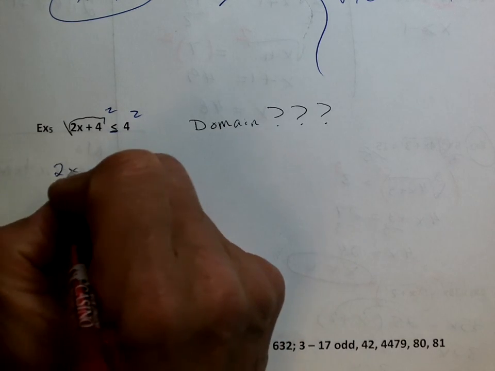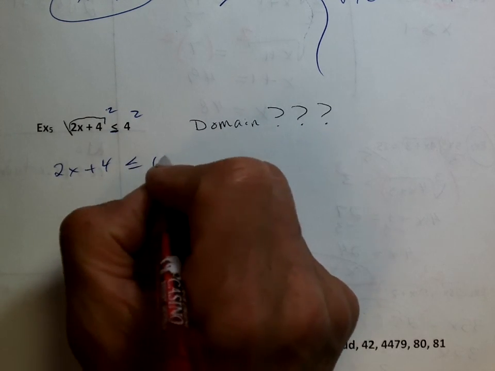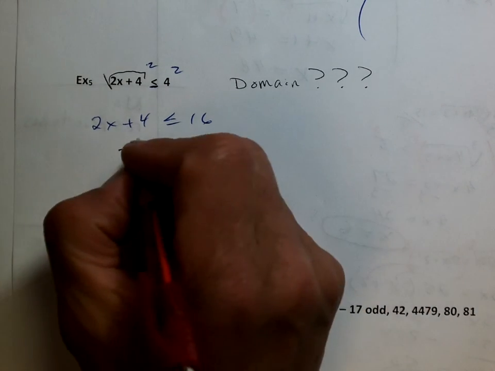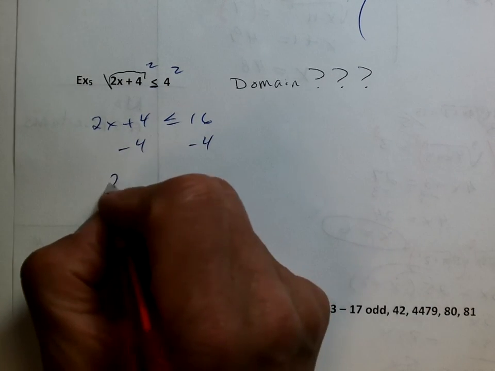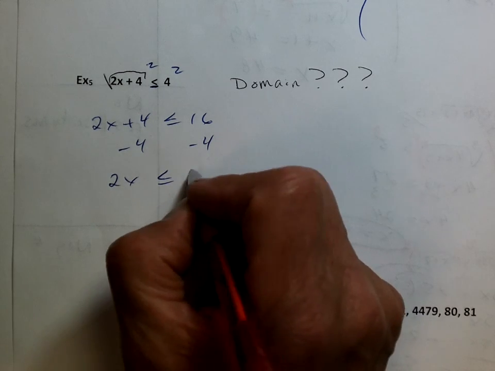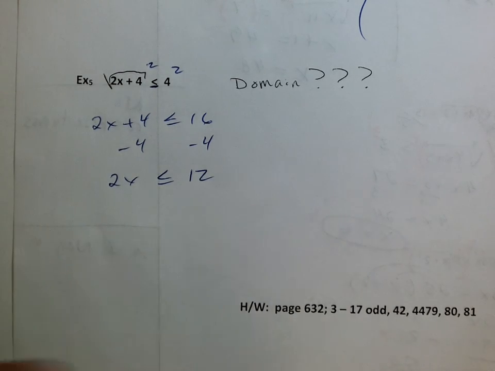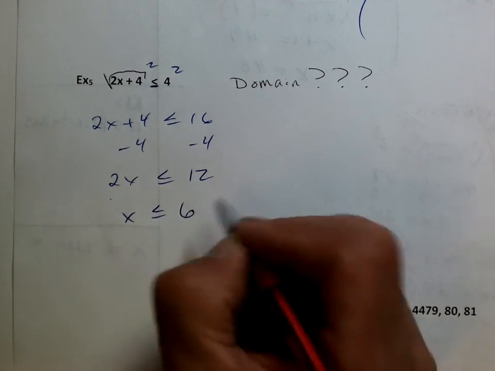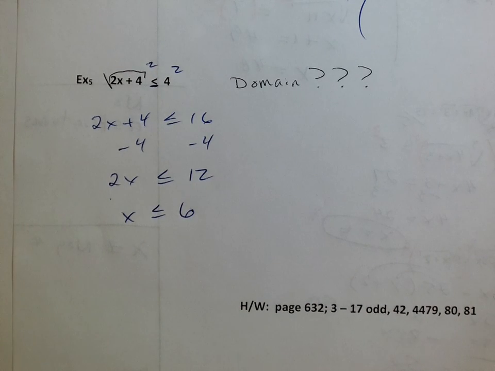So I got 2x plus 4 is less than or equal to 16, right? Minus 4, 2x is less than or equal to 12, right? Divide by 2, x is less than or equal to 6, right? Not exactly. x less than or equal to 6 is a lot of numbers, isn't it? It's a lot of numbers.